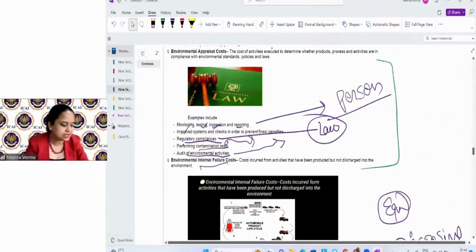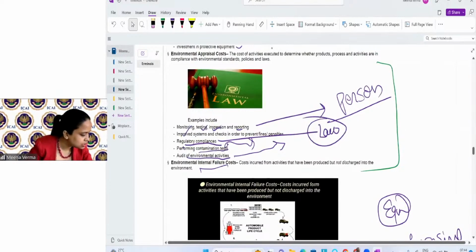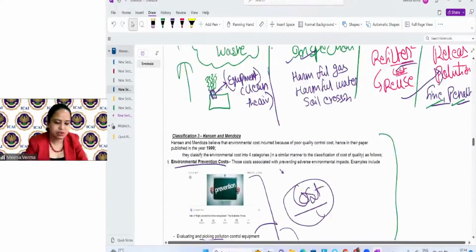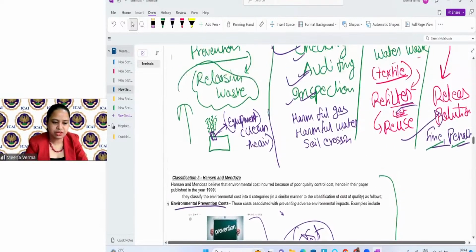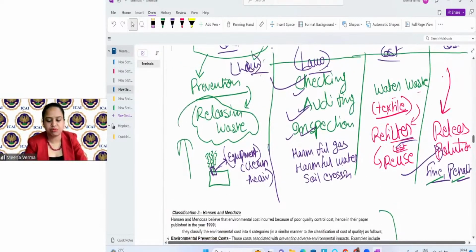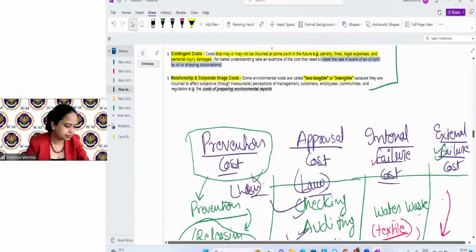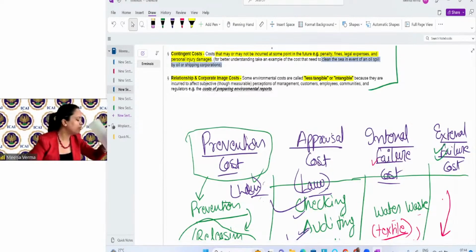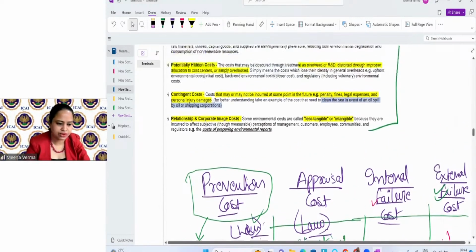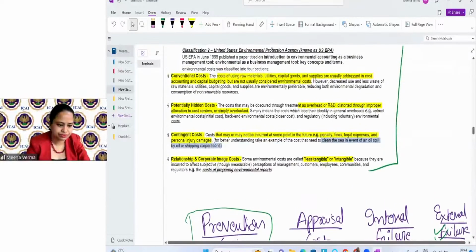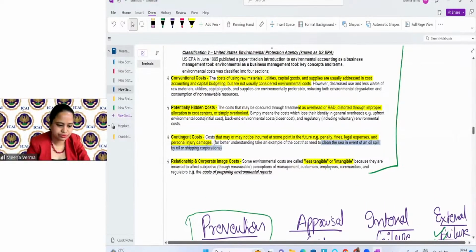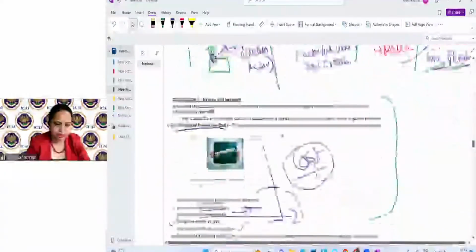I hope internal and external failure costs are clear to you. If there is any doubt, please ask me. So we have learned about these four different types of cost: prevention cost, appraisal cost, internal failure cost, and external failure cost. If you have any doubt, please ask me. Do you have any doubt?